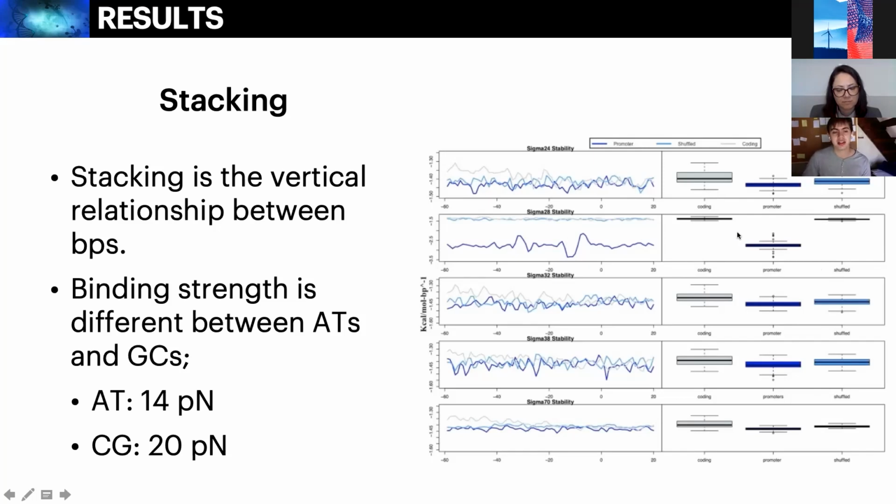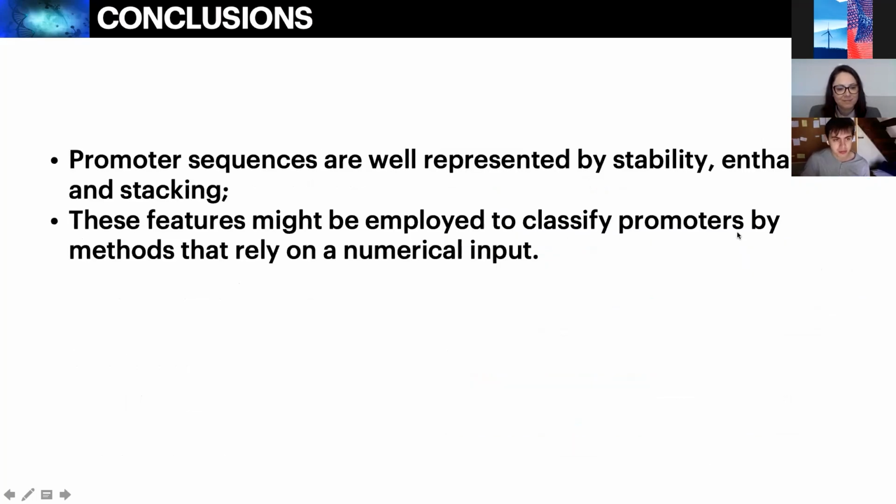So this tells us that we can use these three features separately and all combined in an attempt to explain the inner workings of the promoter region itself. Finally, we have come to the conclusions. We have found that the three features that we have tested here are good representatives of promoter activity. Promoter sequences could be explained by a combination of these three features.